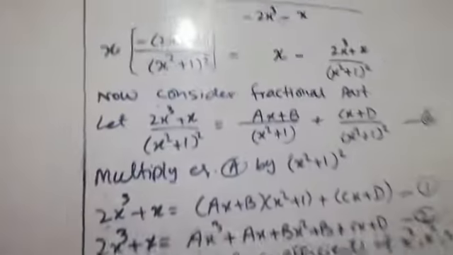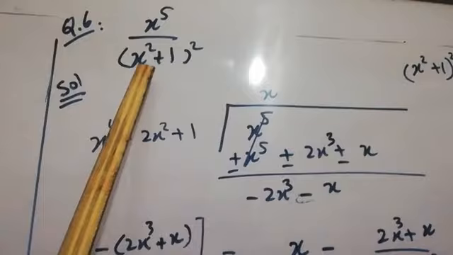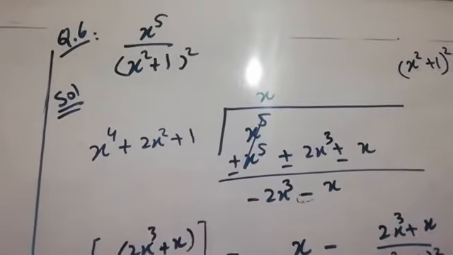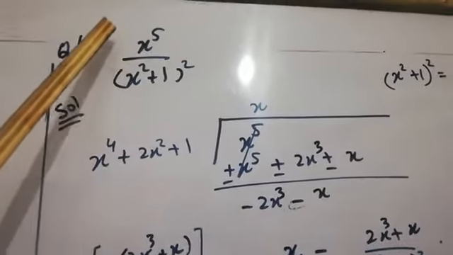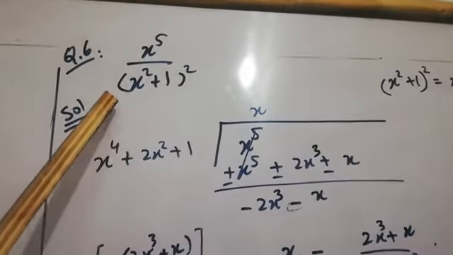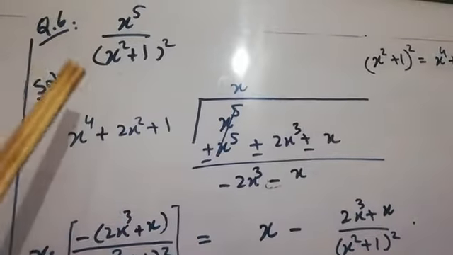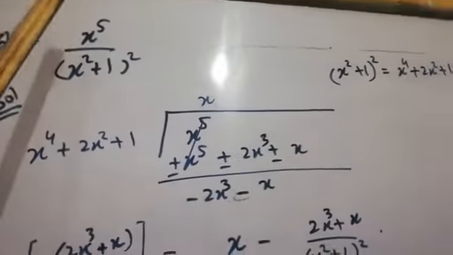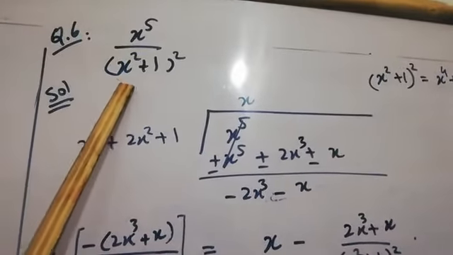Now question number 6, dear students. Question number 6 is x raised to power 5 divided by x square plus 1 whole square. My dear students, first you will check that this is 5 and this is 4. 5 by 4 means the numerator is greater than the denominator, so first of all we will divide it and make it into a mixed fraction. And how will we make it? We will divide x raised to power 5 by x square plus 1 whole square.